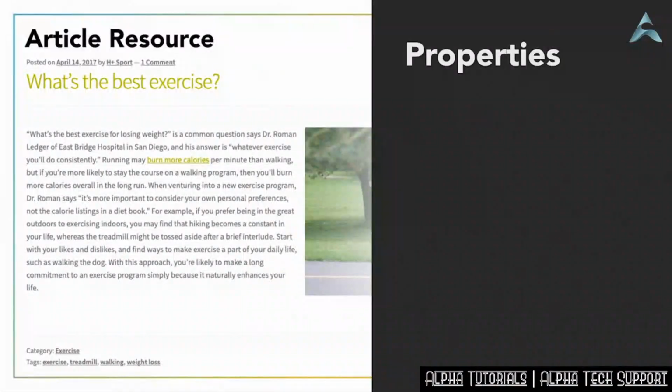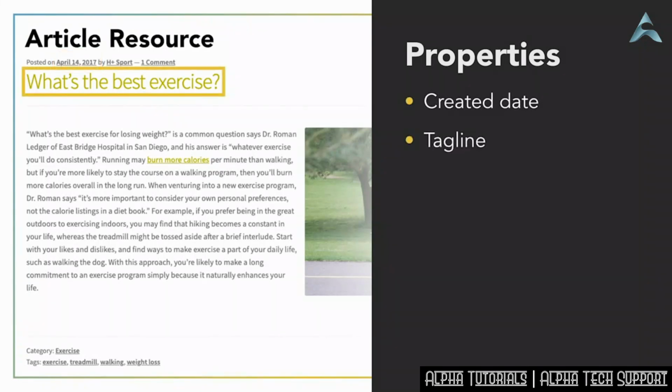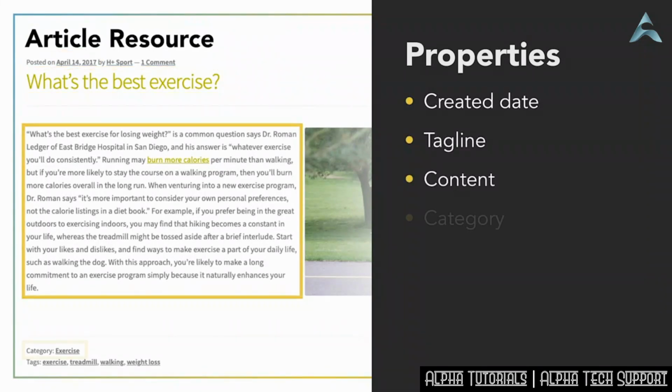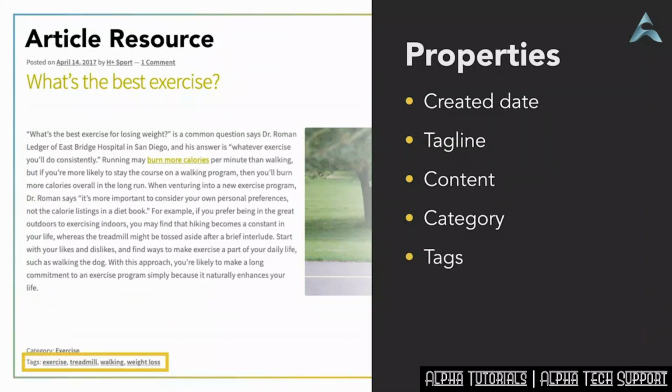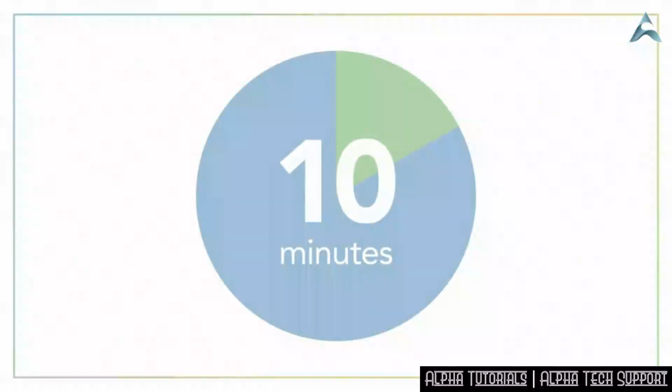Before you dive in, let me give you a hint. Start out by inspecting the H+ Sport blog to determine the properties required for an article schema object. At a quick glance, I would recommend adding properties for the created date, tagline, content, category, and tags. This challenge should take you about 10 minutes to complete. In the next video, I'll show you how I solved the challenge. Good luck!